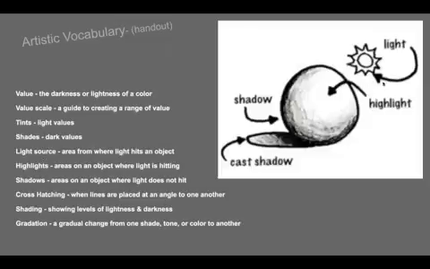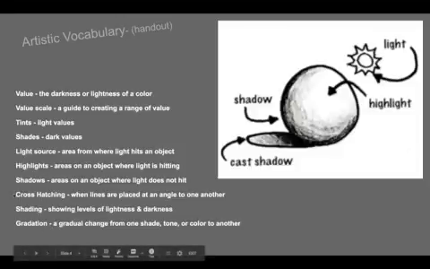The light source, which is this, is where the light hits an object. The highlights, right here, is where the light is hitting the object. That creates highlights. Shadows, on the other hand, are the area on the object where the light does not hit the object. And then cross-hatching, shading, and gradation are all different shading techniques.